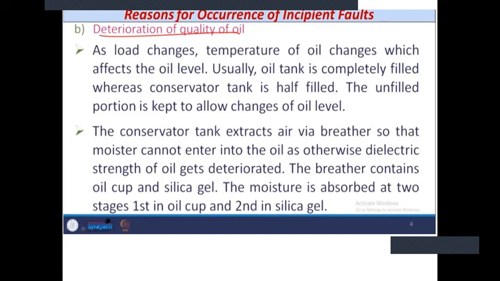Okay. So the silica gel absorbs the moisture, and this can be easily cleaned at two stages: first from the oil cup itself, and second the silica gel. Whenever we do regular maintenance, we also check the silica gel, as I have told you earlier, and we have to carry out regular cleaning of the silica gel. It is also required to change it after some period of time. Okay, so that was the second reason, decrease of the quantity of oil.